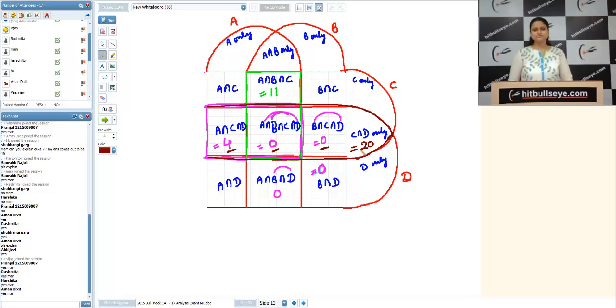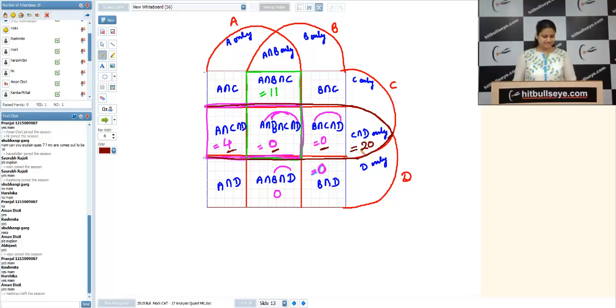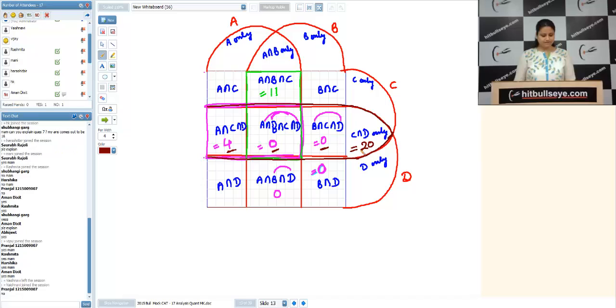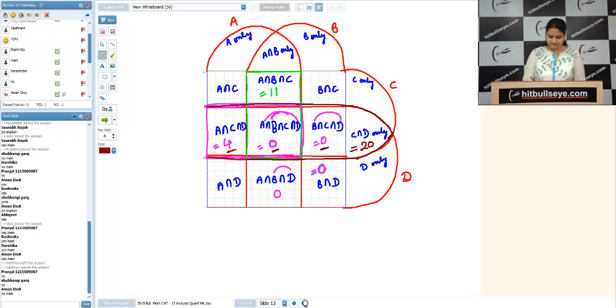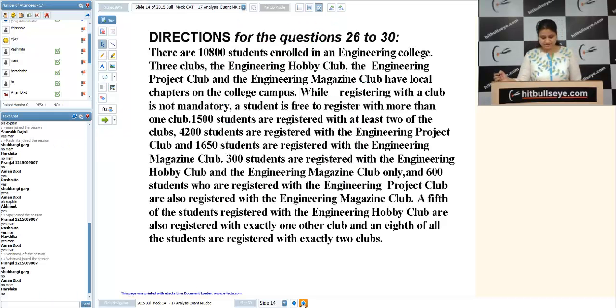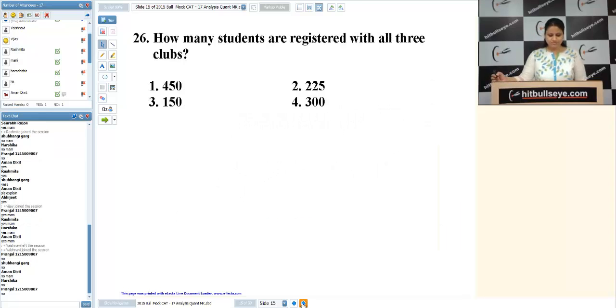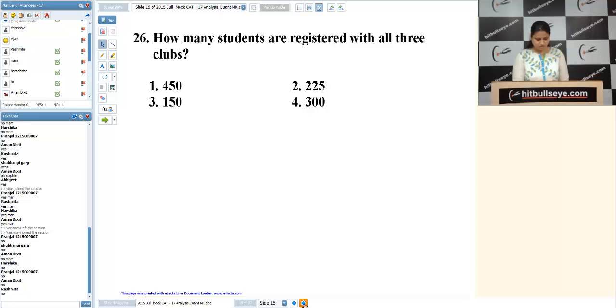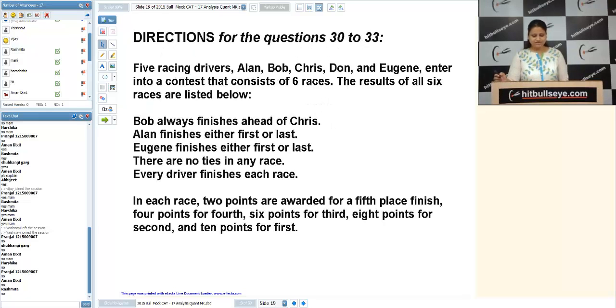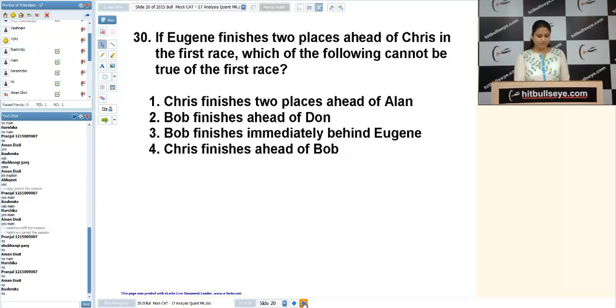You must know how to draw a 4 variable Venn diagram. Now this is easy, I think. Any problem now? I think the remaining will be manageable. Okay, let us see further. There is one more question on Venn diagram. Any problem in this? Any problem in 26, 27? Okay, let us move. Questions 30 to 33. Any problem in this? In any question, if you have a problem.